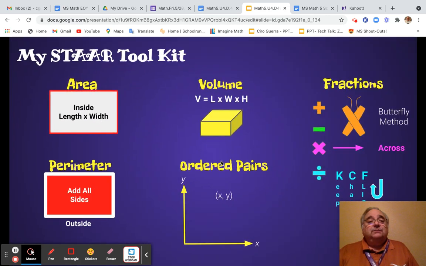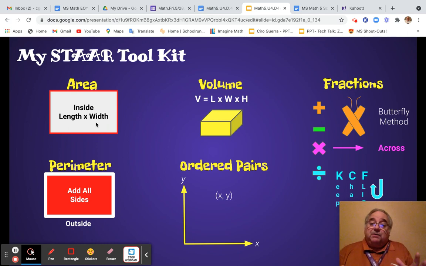So what are we going to do? Well, today I'm going to give you a little bit of my STAR toolkit. As you all know, I'm making you do the multiplication chart at the very beginning, but these are a few things that you could also put, especially if you're having some problems with it. Try to remember these. The area is inside, length times width. The area is always taking the inside length times width.